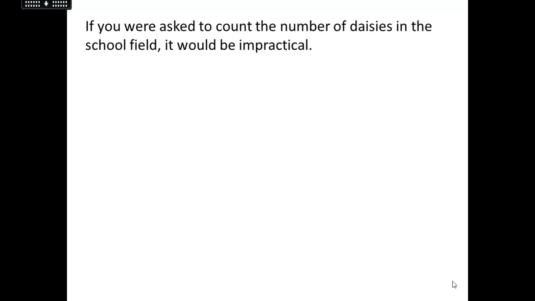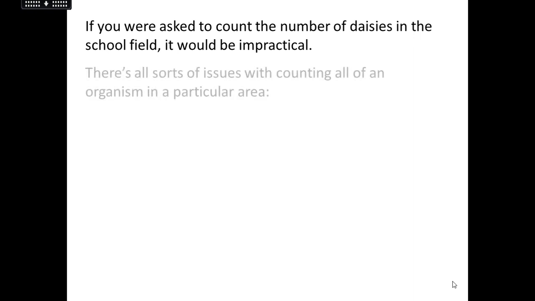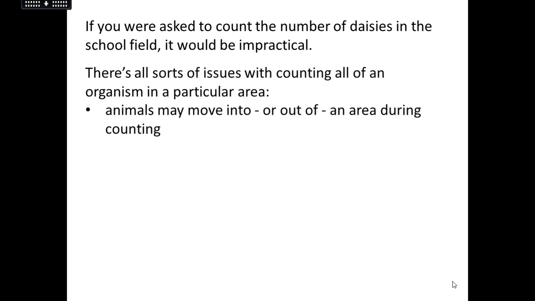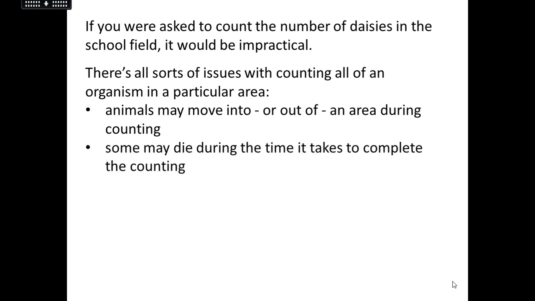So, did you find it more useful? Was the question. Because if you were actually asked to go out onto the school field and count the number of daisies, it would probably be completely impossible or impractical. You wouldn't be able to do it. And there are lots of different issues with that. If it was an animal rather than a plant like a daisy, they might move into or out of the area during your counting. For example, with a slow-moving organism such as a slug or a worm, they might have been in the area when you started counting, but crawled out of the area by the time you finished counting. So that's not really fair, is it? Some of them might die during the time it takes to complete the counting.